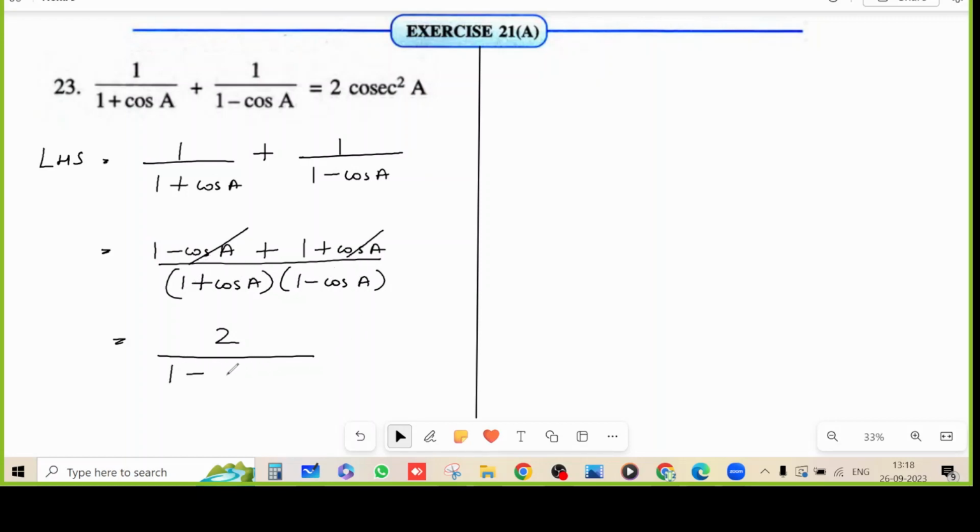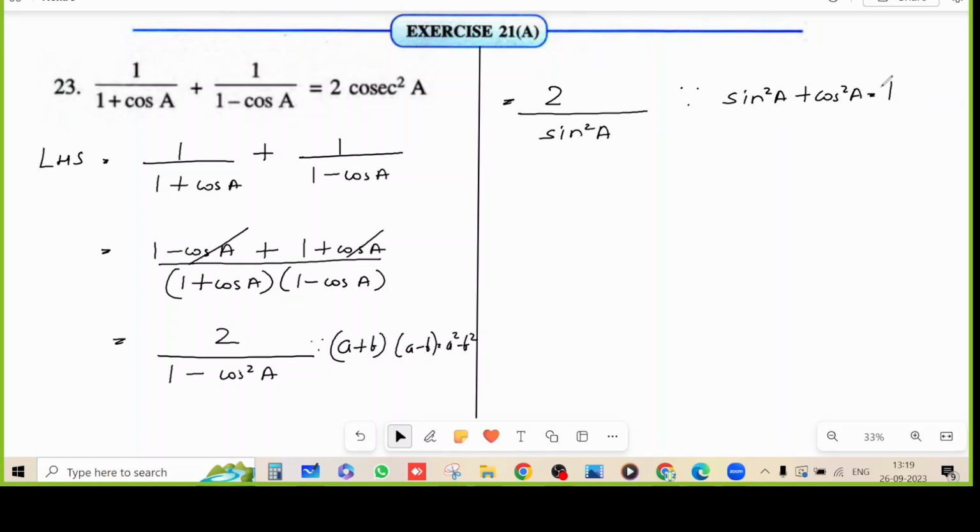So the formula that we have used will give us the answer as 1 minus cos square A. By the formula, (a plus b) into (a minus b) is equal to a square minus b square. Now this can be written as 2 upon sin square A, because we know that according to the trigonometric identity, sin square A plus cos square A is equal to 1, which means 1 minus cos square A is equal to sin square A.